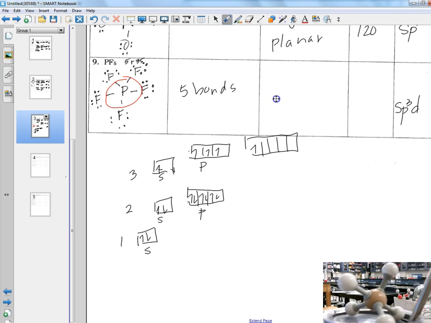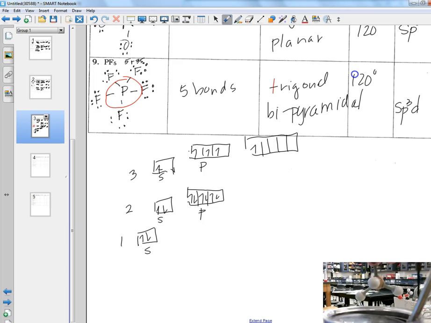And the name of this, there's 2 pyramids, and they're still 3-sided, so we're trigonal bipyramidal. And we have 120 degrees around the center, but then these are all 90 degrees from either the top or the bottom. So we also have 90-degree angles.